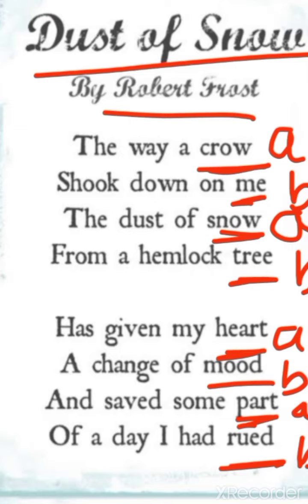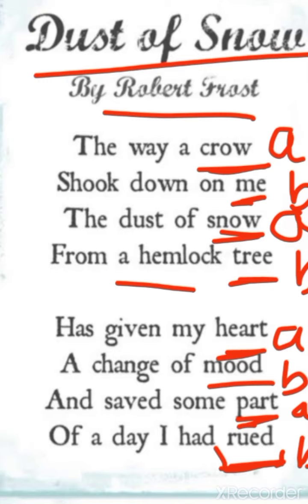Now let's discuss the word meanings. First is hemlock tree, which I already discussed, which is a poisonous tree with small white flowers. And then rued means to hold in regret. So I hope this video has made you understand the poem.